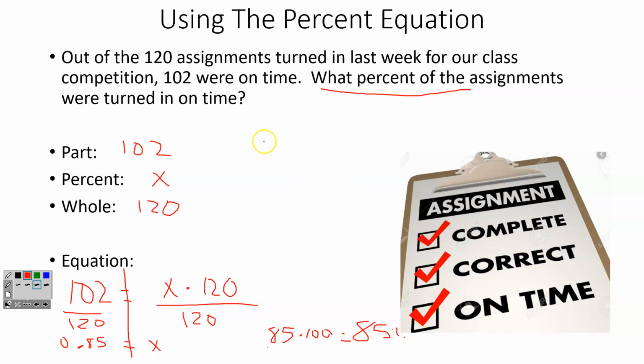If I want to check my work, I can set it up the old way. The is over of equals percent over 100. The is, that's 102. That's my part. The of, that's the whole. That's the 120. Equals my percent over 100. We multiply numbers that are diagonal and then divide by the other number. When I type all that into my calculator, I get an answer of 85, and make sure to put that percent sign with it.